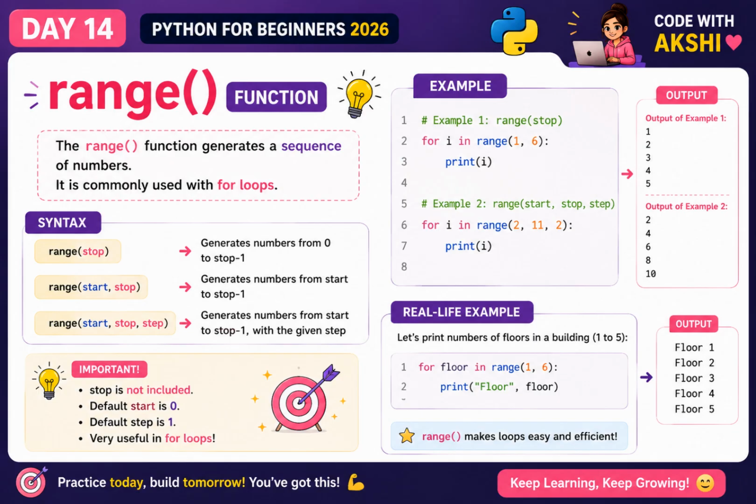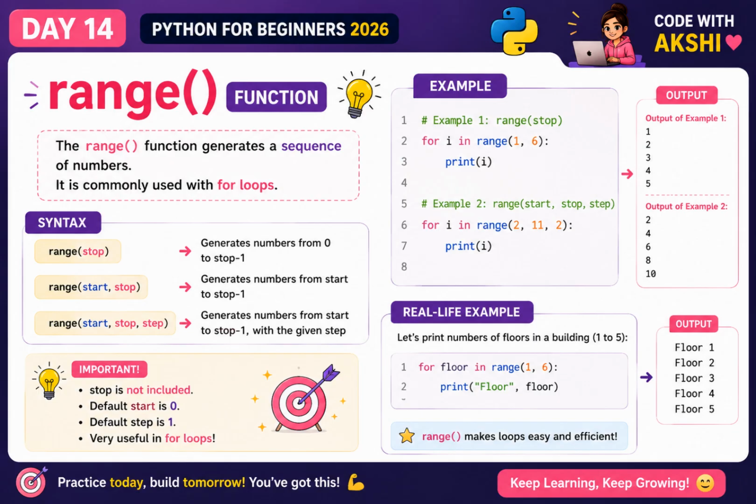Now, let's learn about the range function. The range function generates a sequence of numbers. It's commonly used with for loops. Python provides 3 ways to use it. The first is range of stop. So here it generates numbers starting from 0 up to stop minus 1.